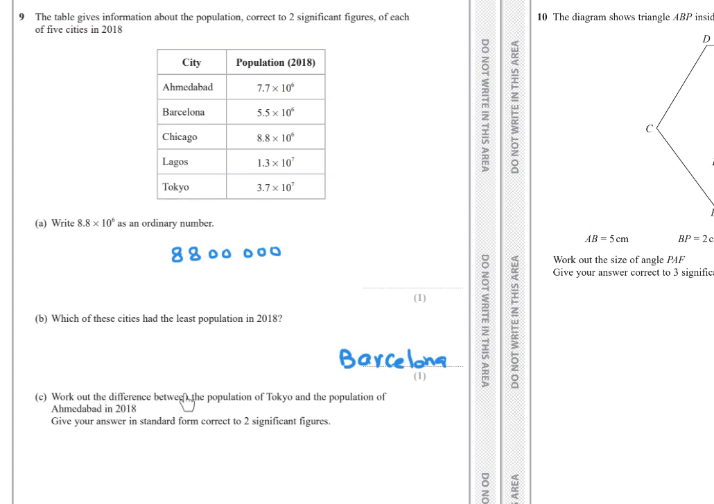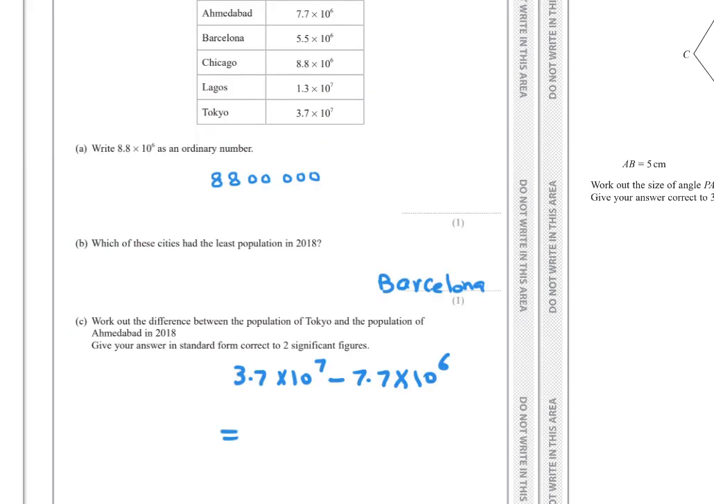C, work out the difference between the population of Tokyo and the population of Ahmedabad in 2018. Give your answer in standard form correct to two significant figures. So for Tokyo, 3.7 times 10 to the power 7 minus 7.7 times 10 to the power 6. Use your calculator to find the answer. The answer is 2, 9, 3 and 5 zeros.